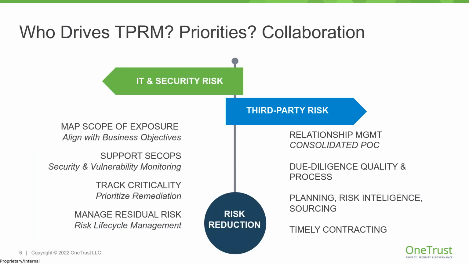So who drives third-party risk management? What are their priorities? How do we collaborate? What you see here on the screen is not an exhaustive list of priorities by any stretch of the imagination, but simply some of the key focus elements that will, of course, vary from business to business and industry to industry. But they are present within each domain. These are traditional elements of risk management and, more importantly, risk reduction.